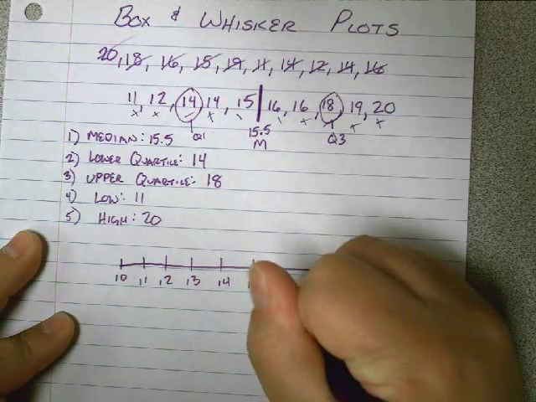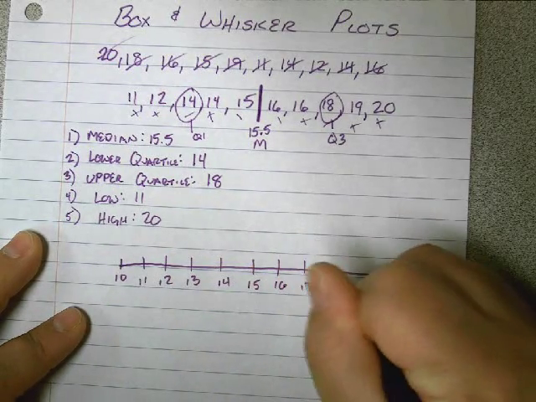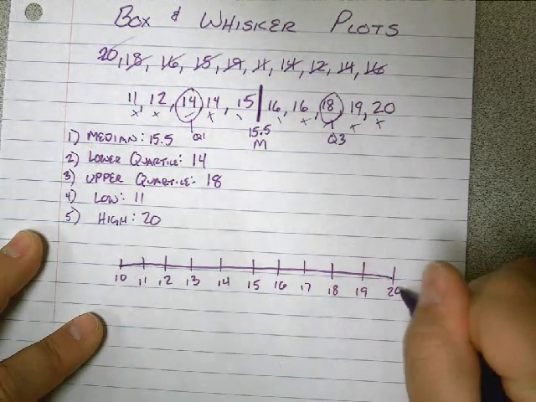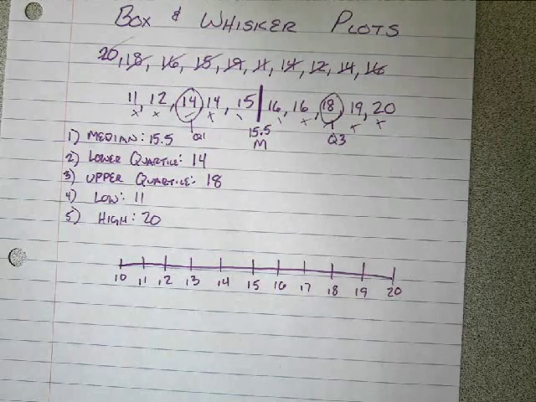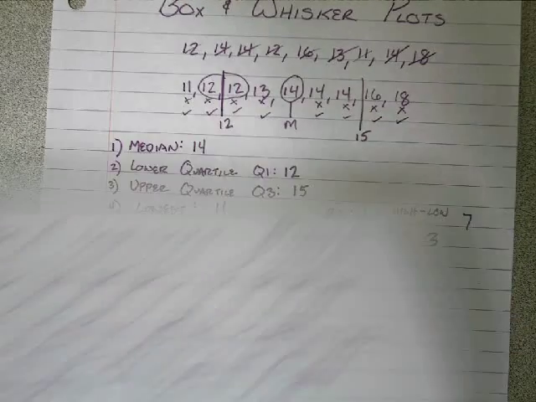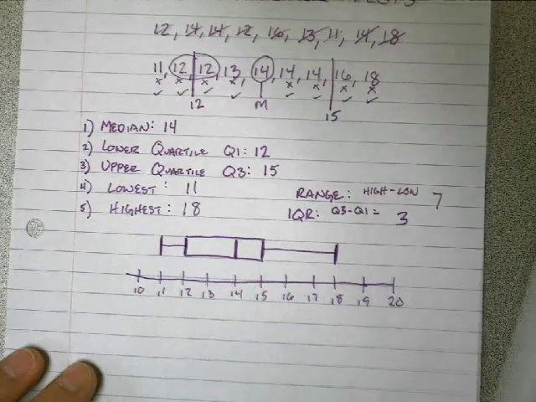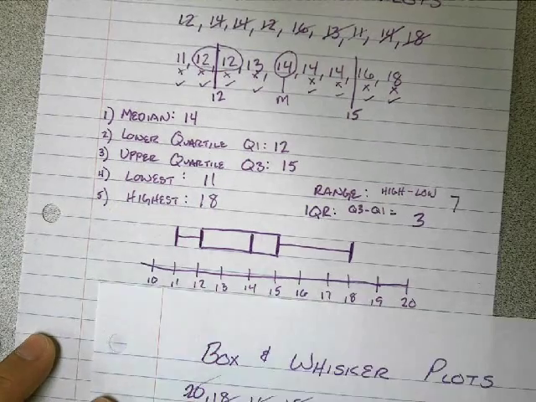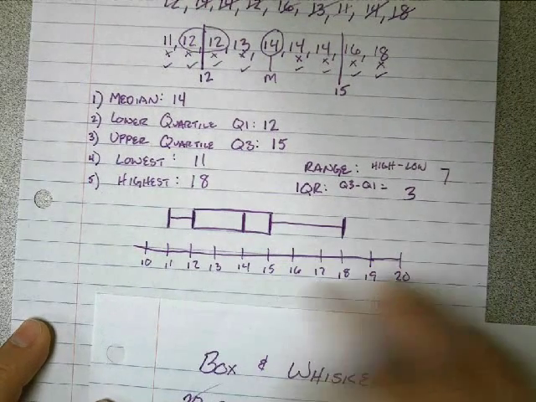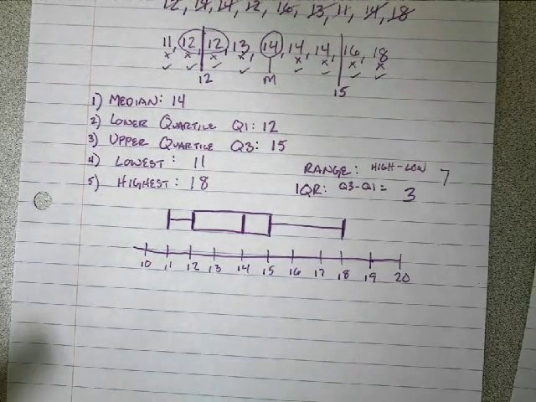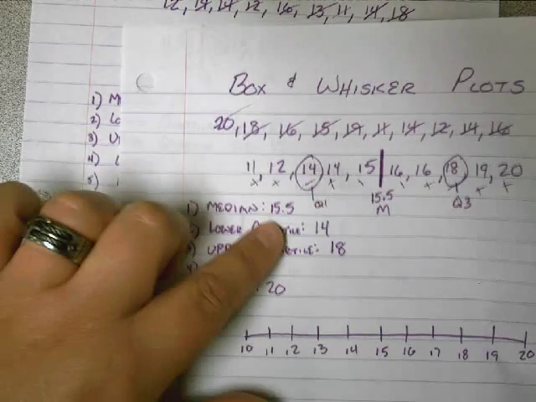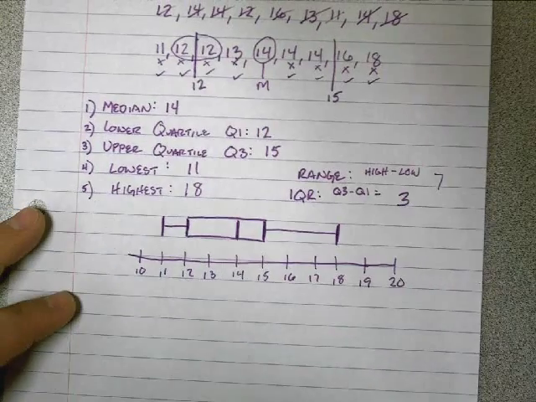And so the median of this one was 15.5. So right here, I'm going to put this down below it, 15.5. The lower quartile was 14. The upper quartile was 18. My low number was 11. My high was 20. 11, 20. So we have all of the information we need.